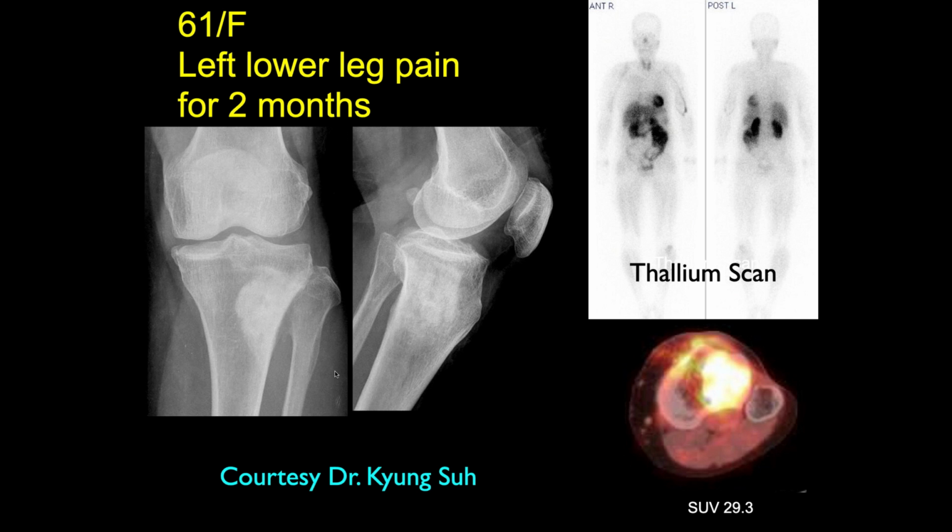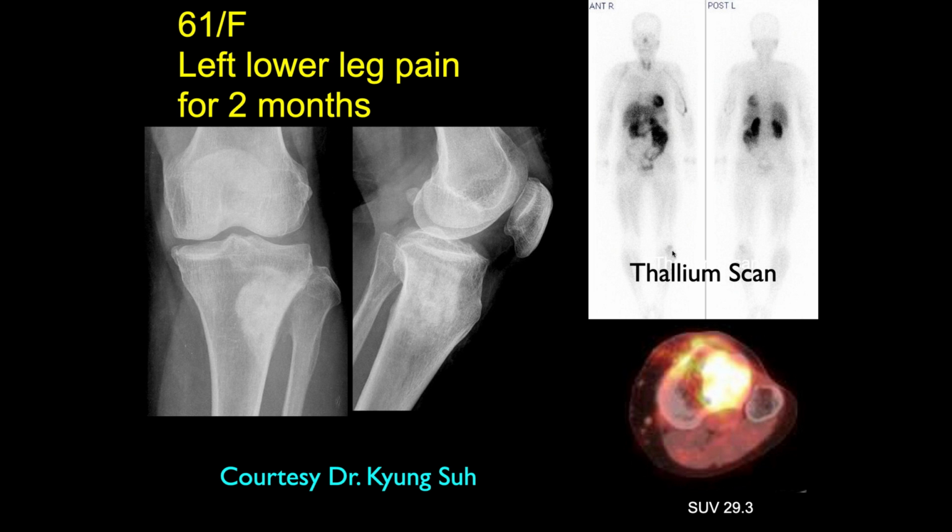Okay, Ashu. All right, so a 61-year-old female, left lower leg pain for 2 months. Looking at the lateral aspect of the proximal tibia, mostly the metaphysis. It looks like there's a really dense sclerotic lesion there. Looks like it's very hot on the PET, SUV 29.